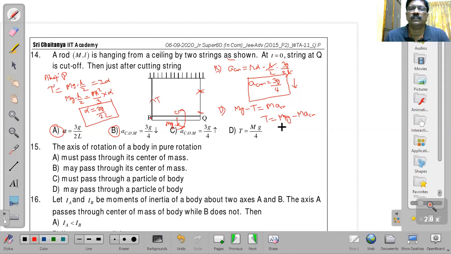A_CM value is substituted. After simplification, mg minus m into A_CM, we already got 3g by 4, so T is equal to mg by 4. So mg by 4 is the tension. That is also correct. So A, B and D are correct. Okay.